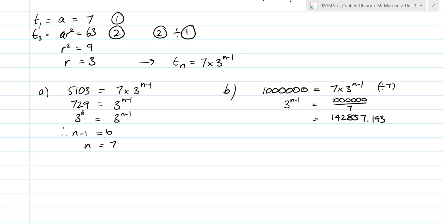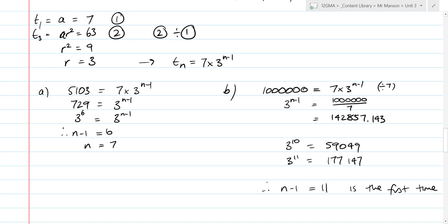So we get this. 3 to the power of 10 equals 59,049. 3 to the power of 11 equals 177,047. And therefore, n minus 1 equals 11 is the first time over 1,000,000. And that means that n is equal to 12 is our answer.